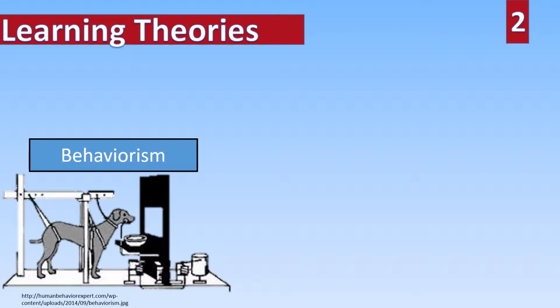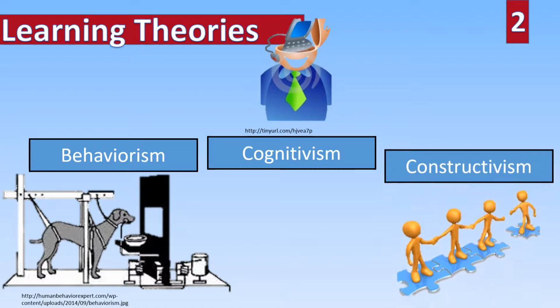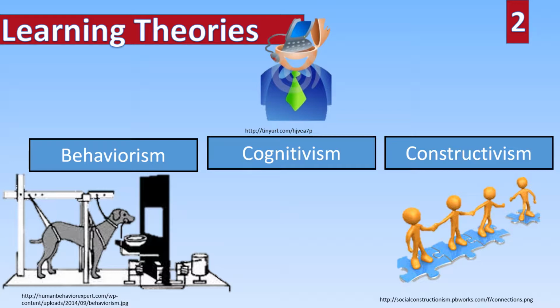The three main learning theories are behaviorism, where learning occurs through positive or negative reinforcement; cognitivism, which depends upon rehearsing information and then storing it for long-term use; and constructivism, constructing one's own knowledge through group collaboration. Our focus will be on cognitivism.